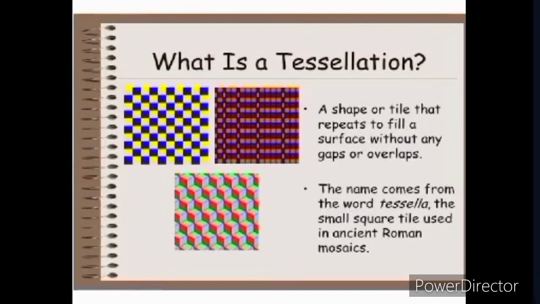Tessellation is a shape or tile that repeats to fill a surface without any gaps or overlaps. The name comes from the word tessella, the small square tile used by the ancient Romans. There are other basic shapes of tessellation, which are essential to make all the outcome patterns and shapes.